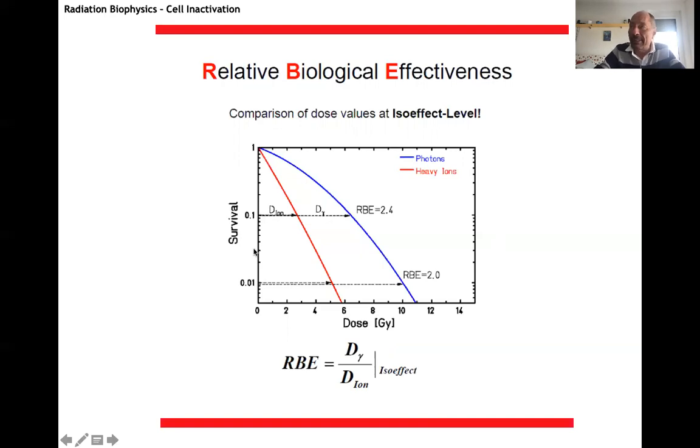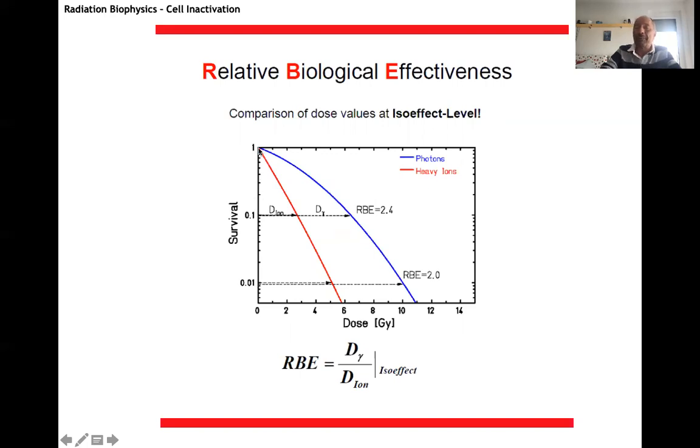So you already see one problem with the concept of RBE. We will see that the problem of the RBE is that it depends on so many factors. One factor is obviously the survival level that you choose. For example, if you take the survival at 10% in this specific case, which is just an example, not a real case, at this 10%, the RBE will be 2.4, because this is the ratio of these doses divided by this dose. But if you take it at 1%, the RBE will be 2.